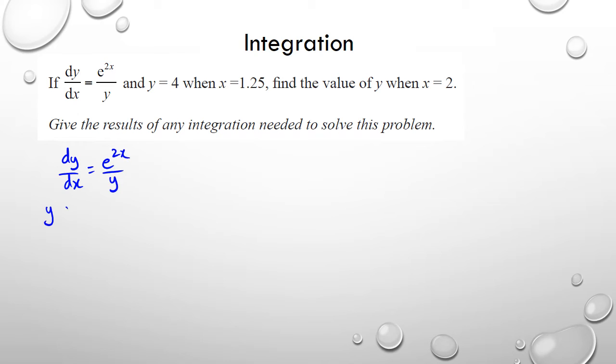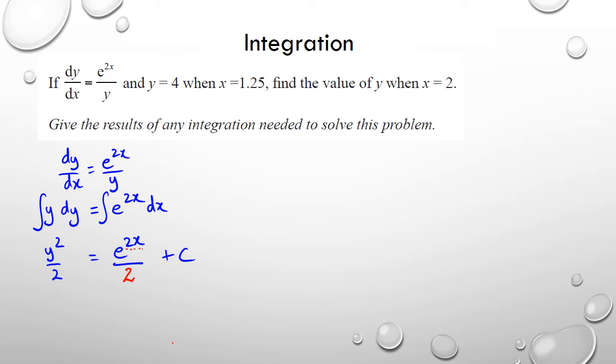So what you're going to have is y dy equals e to the power of 2x dx. So integrating both sides, my first one I'm going to get y squared over 2 equals e to the power of 2x, divided by the differentiation of whatever the power is, which in this case is 2, and of course don't forget the plus c. Is that okay so far?